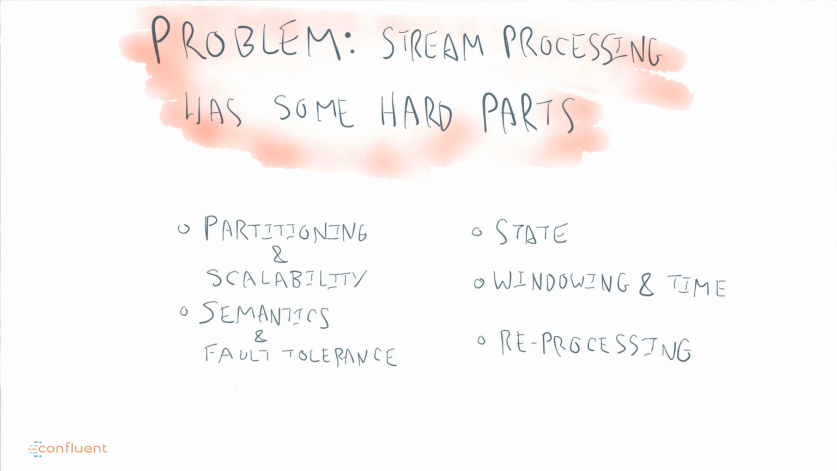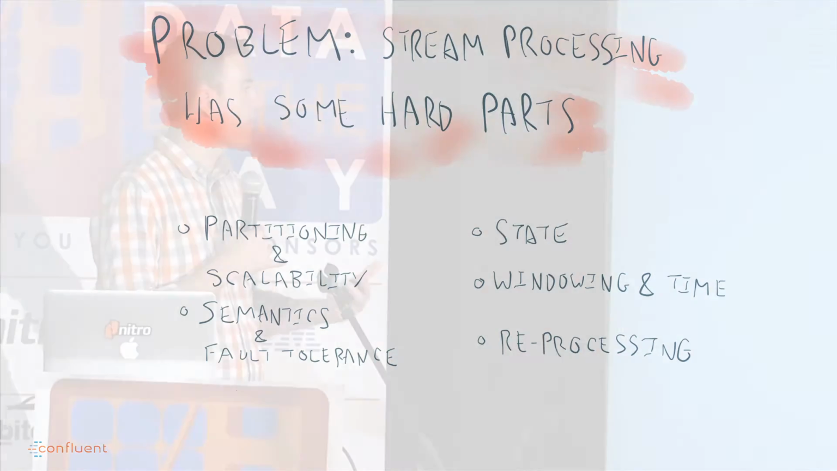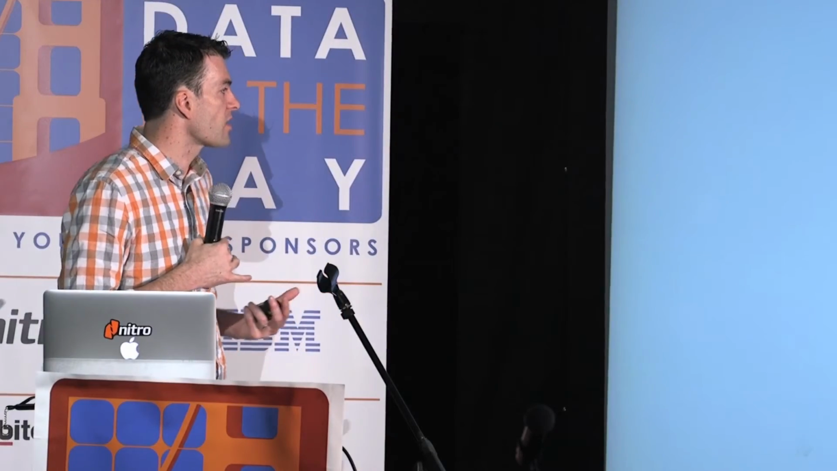And this works pretty well. It's actually pretty simple, but there are some hard parts to stream processing. How do you partition this out? What are the fault tolerance semantics? How do you do stateful processing like joins and aggregates? And how do you reprocess stuff if your code changes?